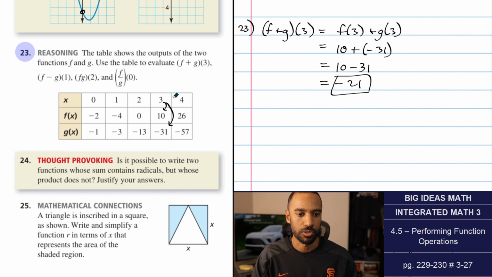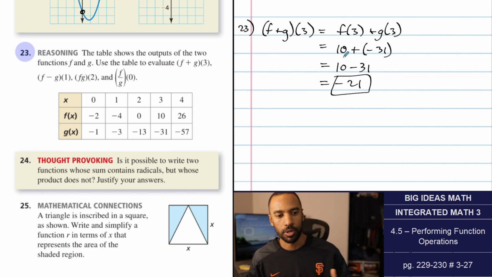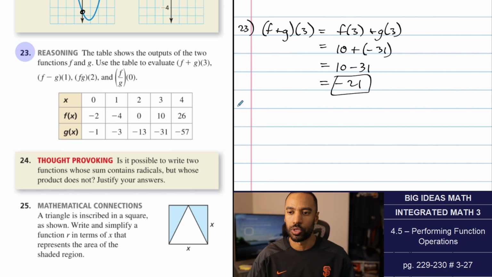It's a substitution of those two. And remember, for all these we're using the same input, but a different operation. It's not f of 3 plus g of 1. We're doing the same one for both. So there's f plus g of 3.